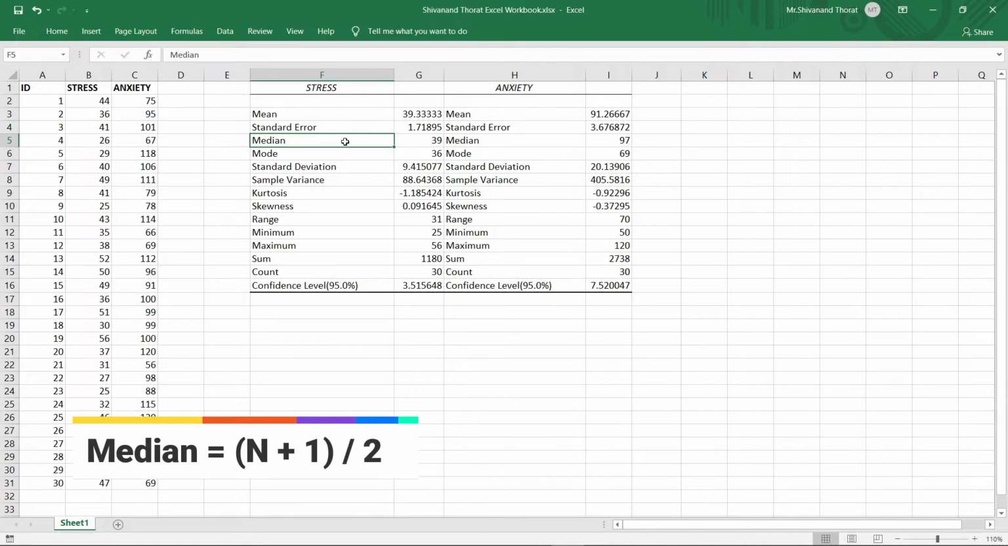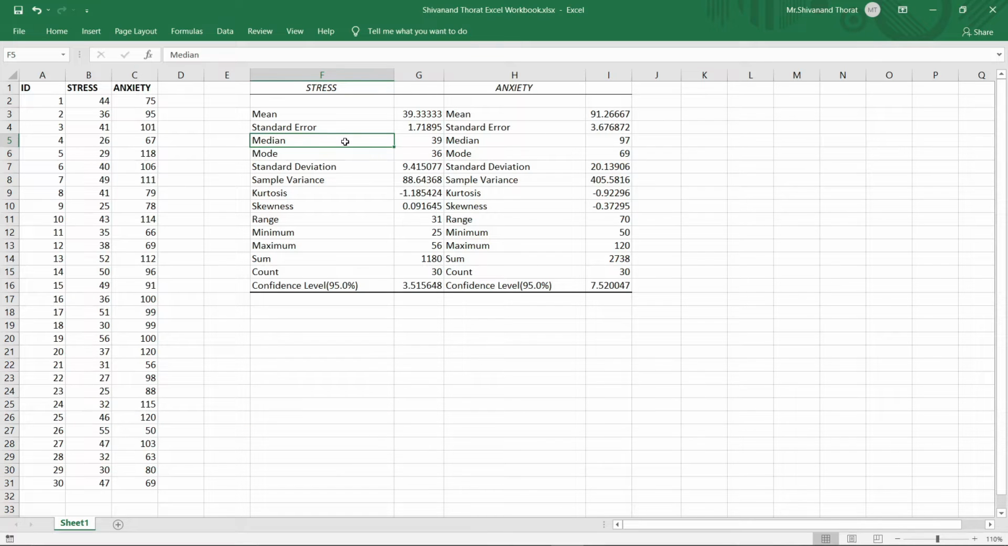Formula for median is n plus 1 divided by 2. In this case, it is 30 plus 1 divided by 2, that is 31 divided by 2, and we get 15.5. The 15.5th value in the ascending or descending ordered scores will be the median value.